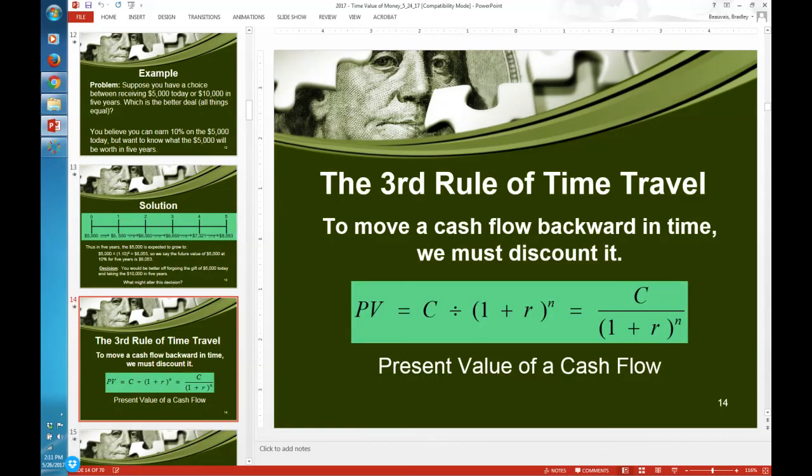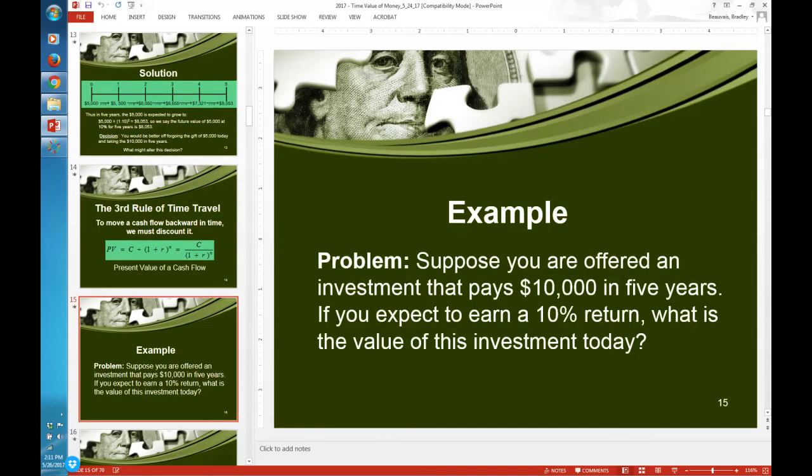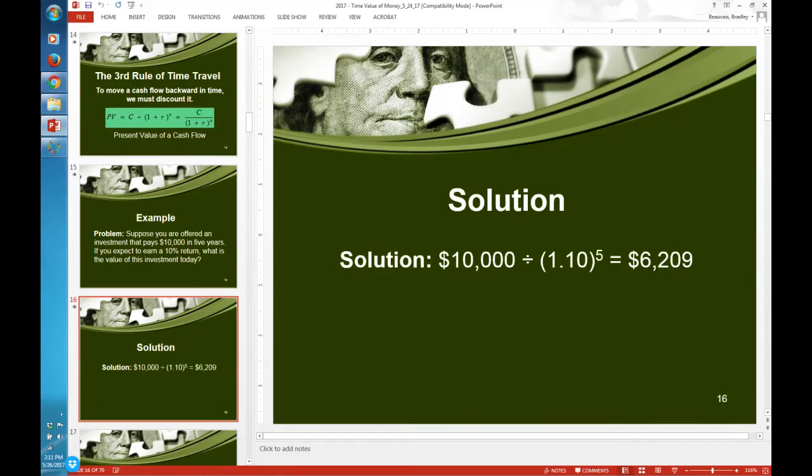Third rule of time travel is discounting. This is where we find the present value of a future cash flow. As an example, say I'm offered an investment that pays $10,000 in 5 years, and I expect to earn a 10% return. What's that worth to me today? We can do the simple math and come up with that figure of $6,209.